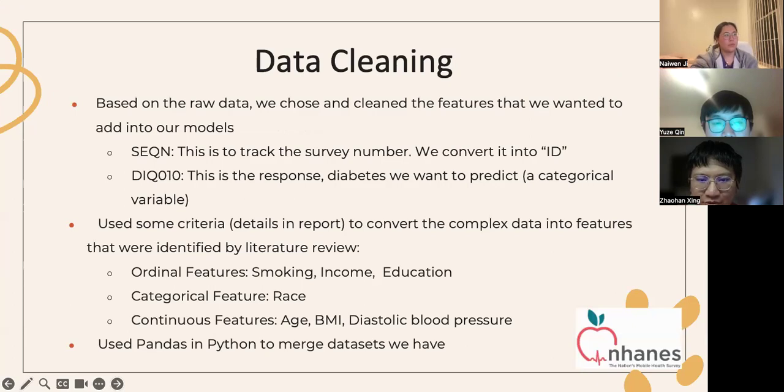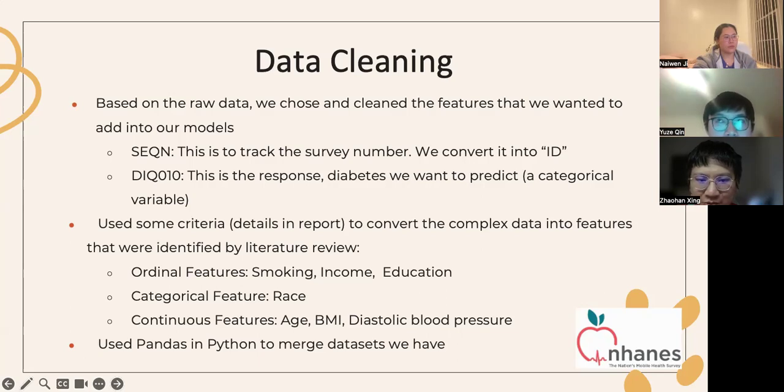Next, I will discuss the preparation part. First, we will do the data cleaning, because based on our raw data, there are a lot of columns that are hard to understand. For example, there is a column called SEQN, which is to track the survey number, and we will convert it into ID for easier understanding. Also, we have a column DIQ010, which is simply the response, that is the diabetes we want to predict.